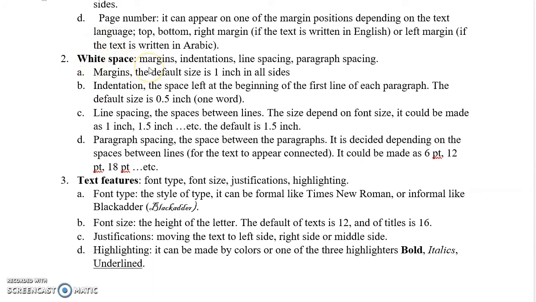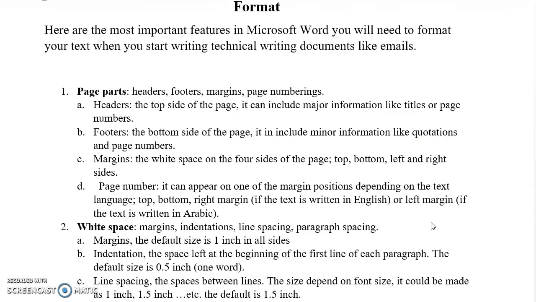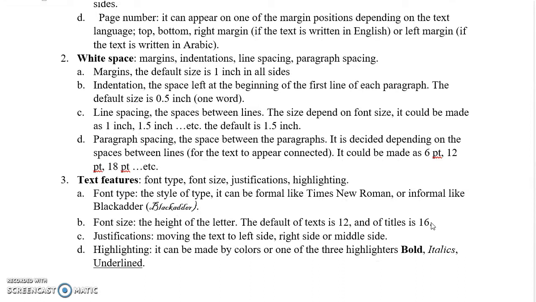Once we say white space, it includes the margins mentioned before, the indentations, line spacing, and paragraph spacing. Okay. For the margins, the default size is 1 inch on all sides. So 1 inch at the top, 1 inch on both sides, and 1 inch at the end of the page. And this size is the default. It happens automatically once you start typing in a Word file.